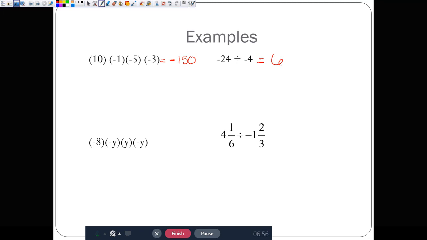Okay, here I have 1, 2, 3 negative signs, so my answer is going to be negative. Okay, then we have 8 times y, which would be 8y. 8y times y would be 8y squared, and 8y squared times y would be 8y to the third. We could have just counted our number of y's.